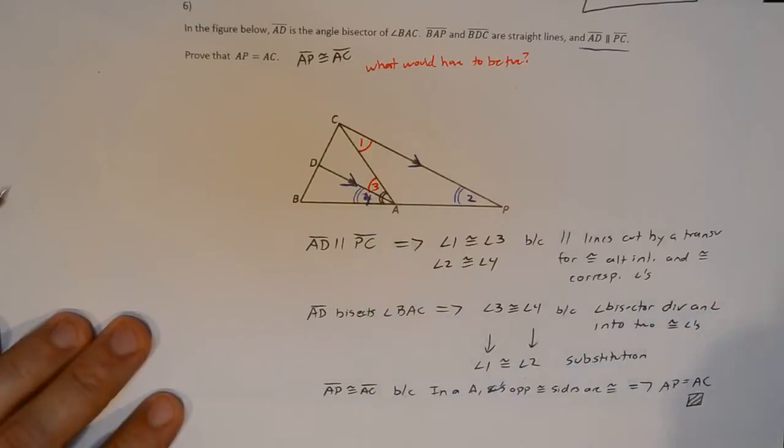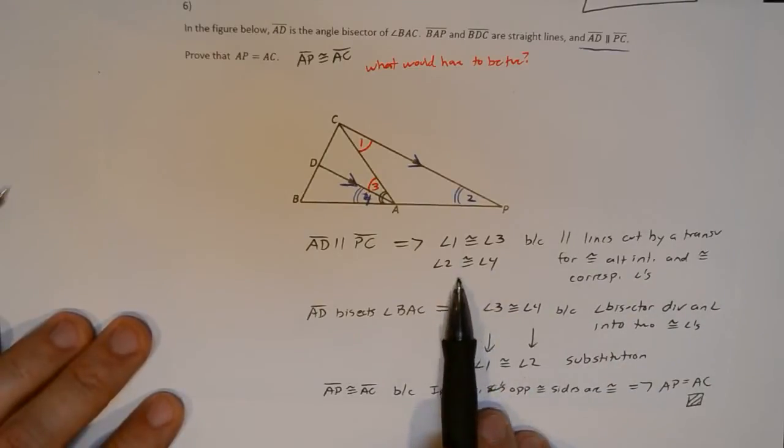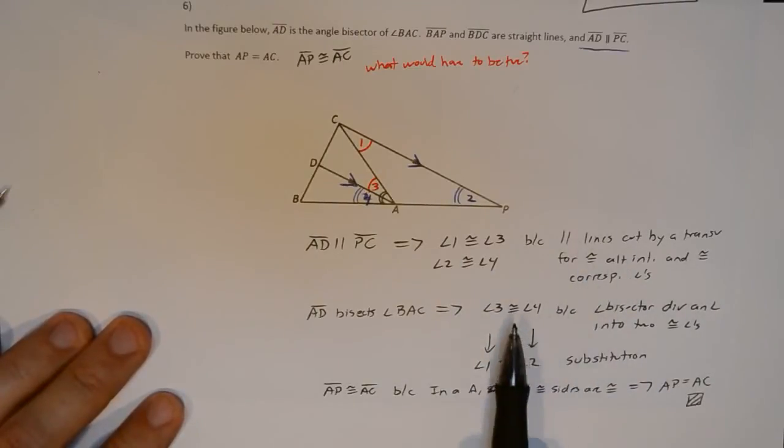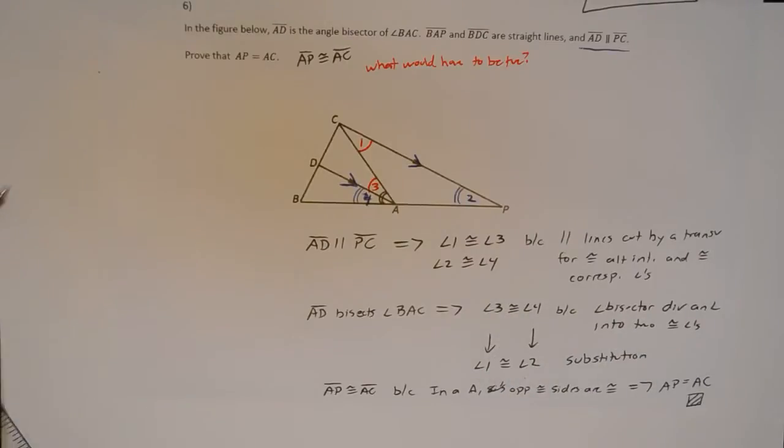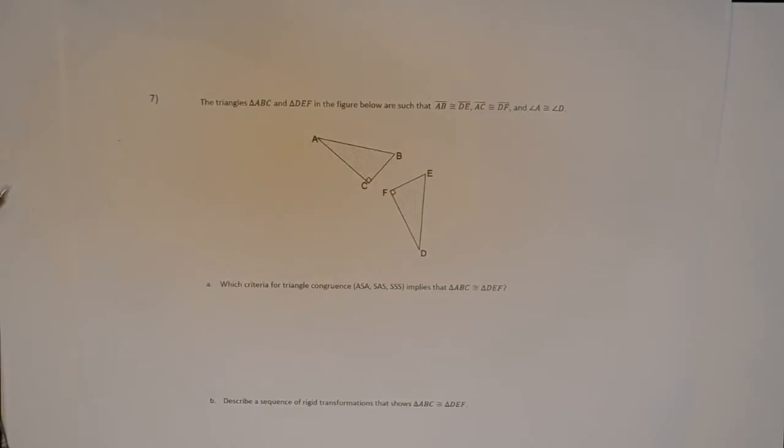All right, so notice, even though I don't have statement reason, I'm still making statements, and I'm giving reasons for those statements. Making statements, giving reasons, making statements, giving reasons. That's all you need for a proof. So number 7 is a very quick one.